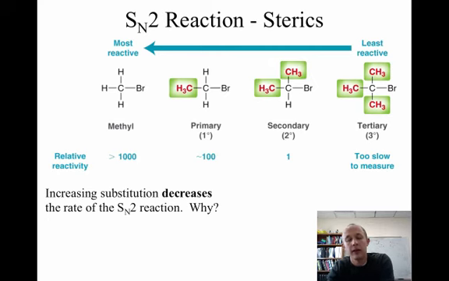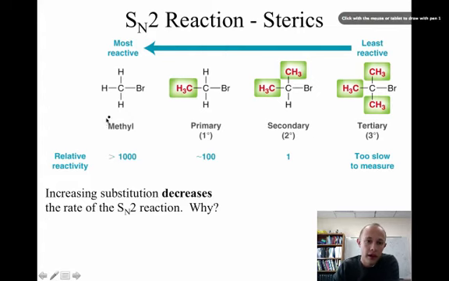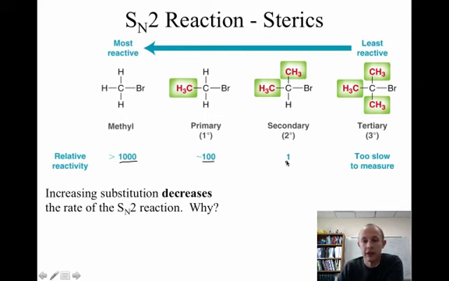Okay, let's talk about the rate of SN2 reactions for different alkyl halides. As we'll see, methyl halides, like in this case methyl bromide, undergo a really fast reaction, 1,000 times faster than a secondary. Primary undergoes SN2 reaction about 100 times faster than secondary. Secondary is pretty slow compared to primary and methyl. Tertiary does not go. Okay, so what we can say is that with increasing substitution, a tertiary alkyl halide is not really going to undergo SN2 reaction at all. SN2 is slow.